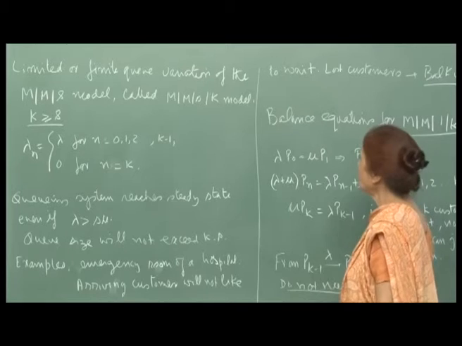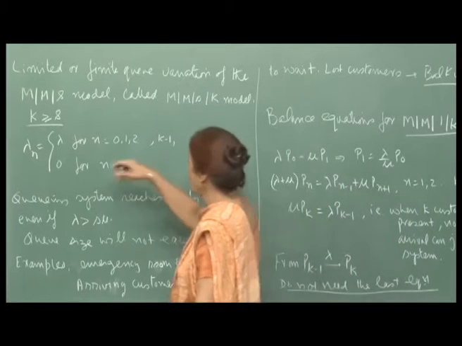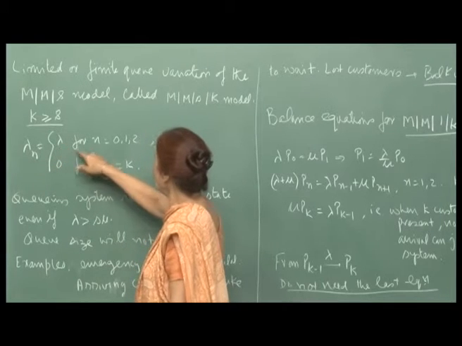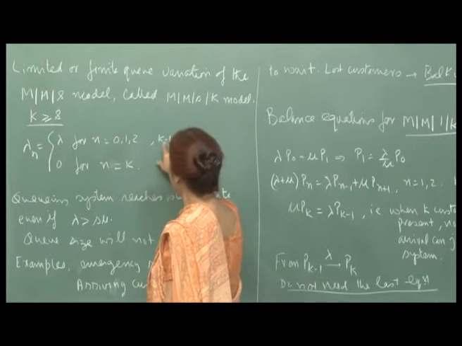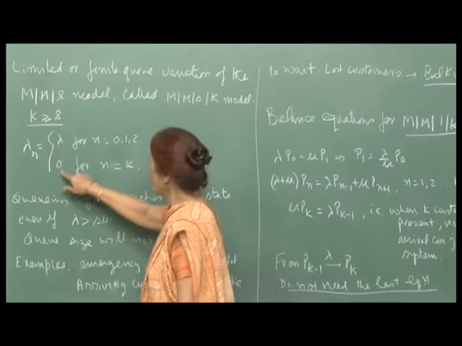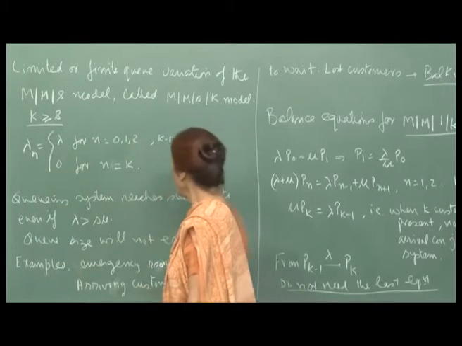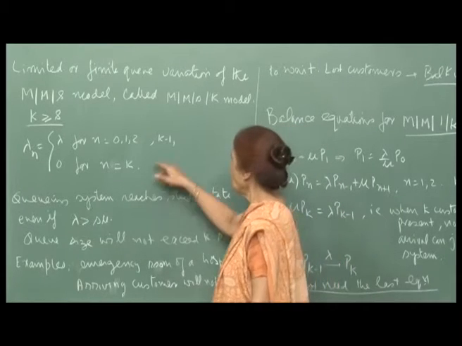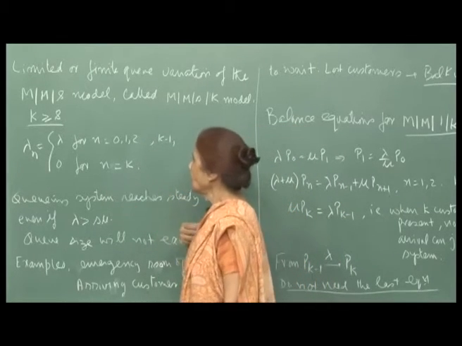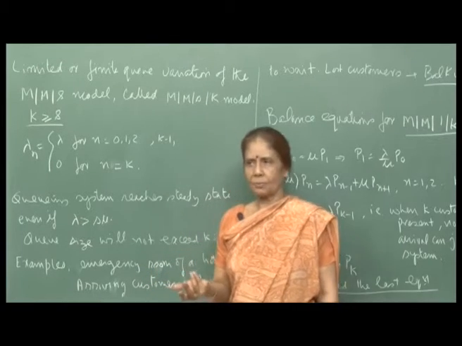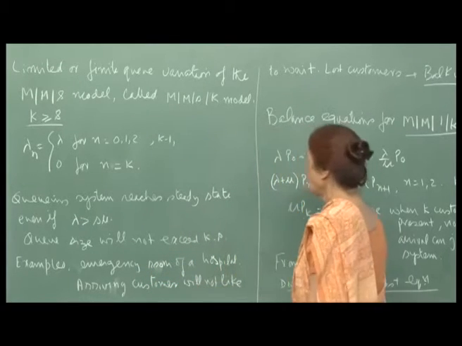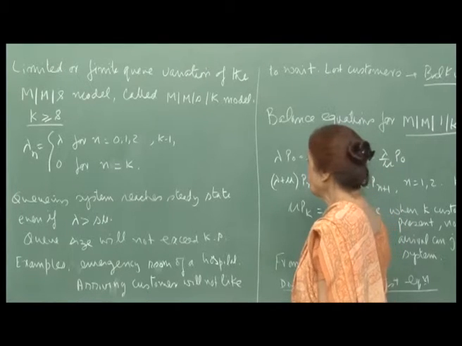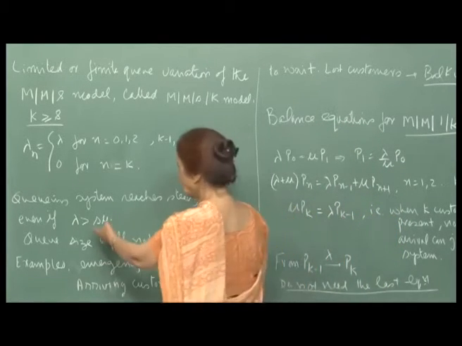So, the only change that you would have to make in the MMS model would be that your lambda n will be lambda for n varying from 0, 1 to k minus 1, and for n equal to k it will be 0. So, that means you will not allow people to come. Even once you have k people in the system, you will not allow people to enter the system essentially, right. And here the queue will reach a steady state even if lambda is greater than s mu.